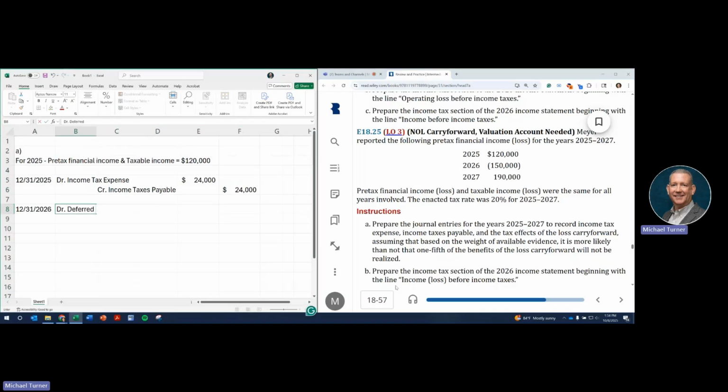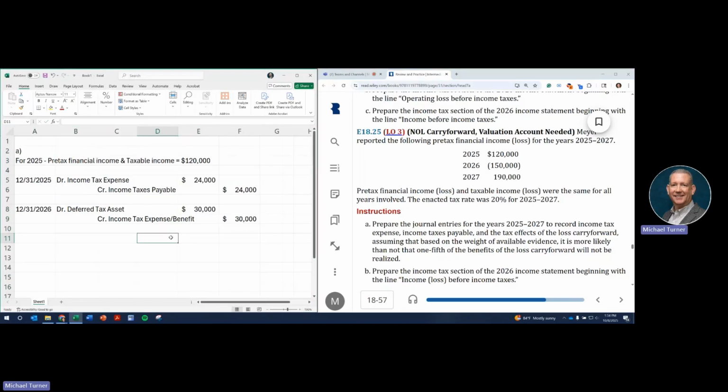So let's record it to our deferred tax asset. And there'll be a credit to income tax expense benefit, and this is related to the carry forward. Our dollar amounts involved, we have a $150,000 loss, and our enacted tax rate is 20%. So that's going to equal $30,000, and then the credit to income tax expense benefit for the carry forward is also $30,000.